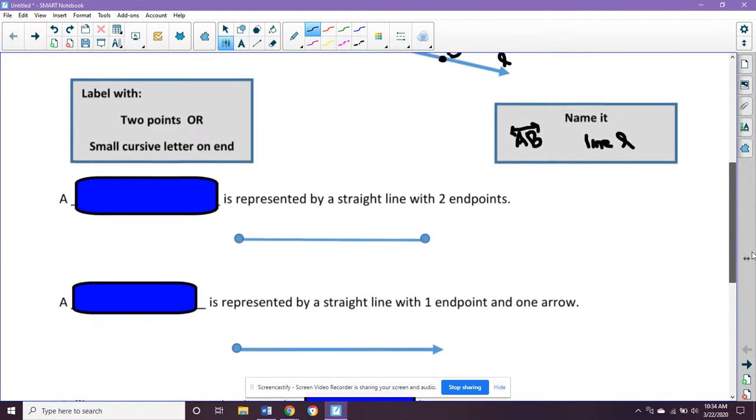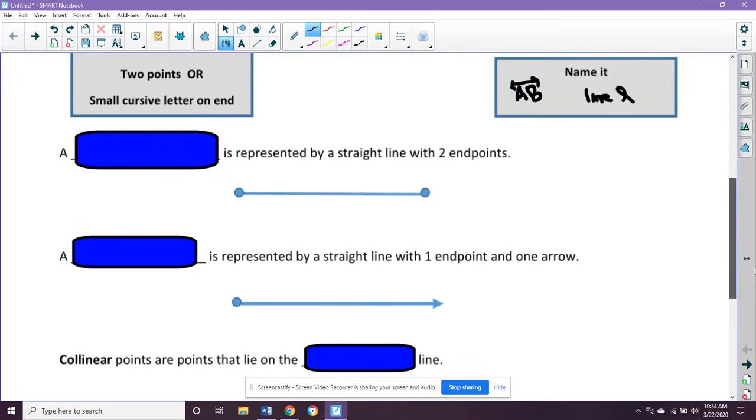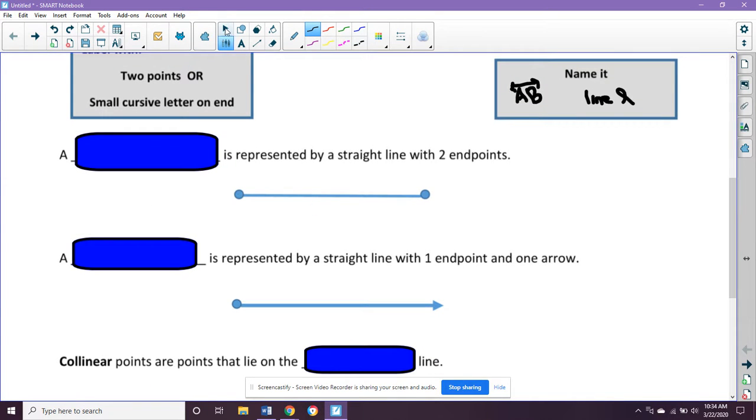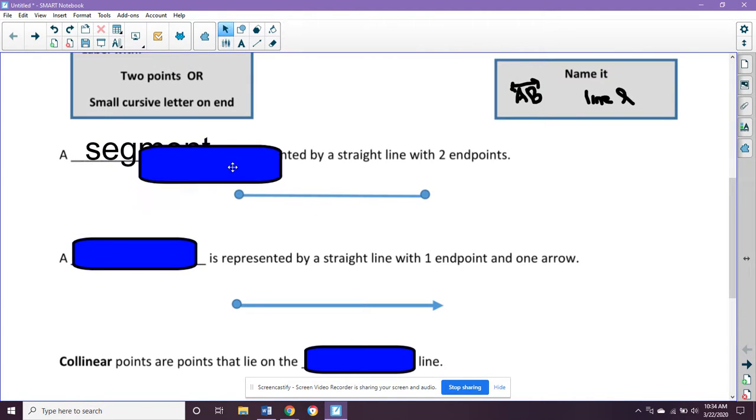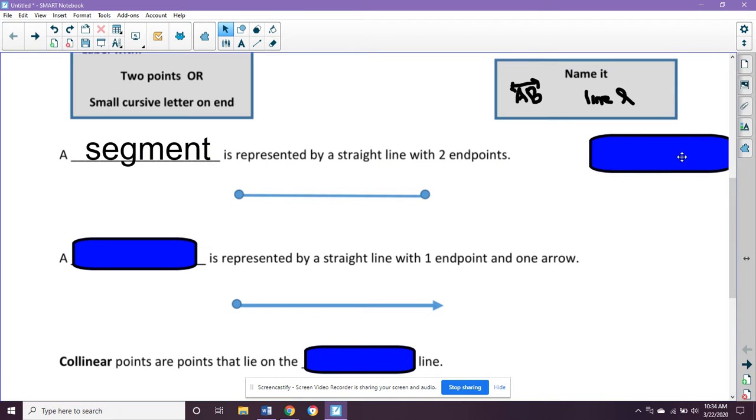So there's a couple other types of lines. A segment is only represented with 2 endpoints. So it's a line that ends at 2 points. It does not continue on. So here we also have to label it with points. So point A and point B.